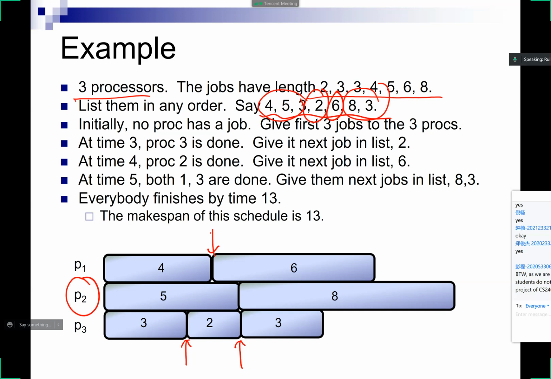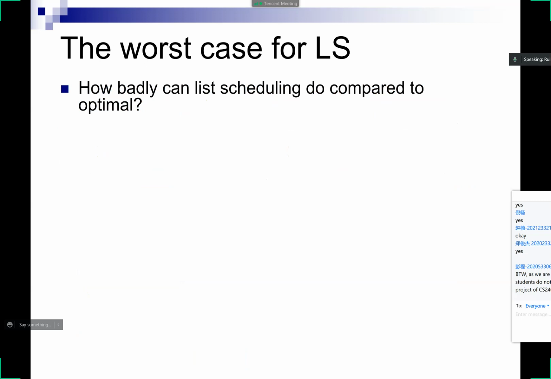All right, so that's the algorithm. So this turns out to be a 2 approximation algorithm. But before we prove that, let me first show you what the really bad case for this list scheduling is. So when do you actually get a 2 approximation? In which case do you actually get this bad performance?